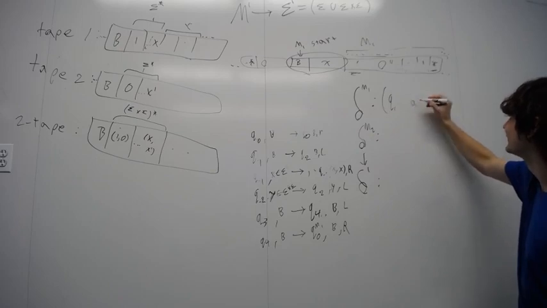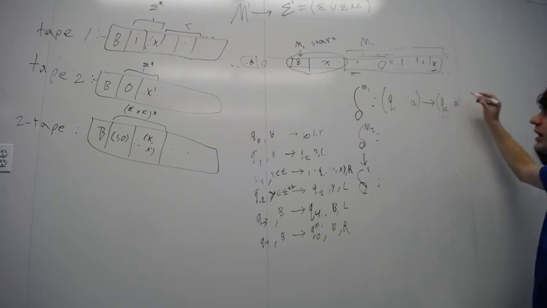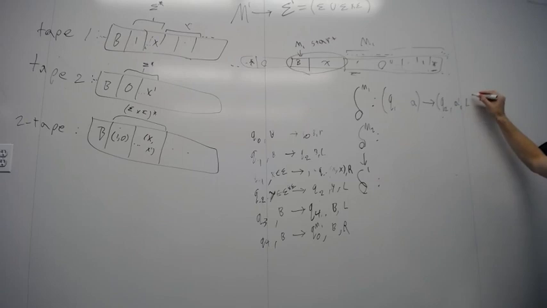Let's say this is Q1. Reads A. Moves to Q2. Writes A prime. Moves left. Why can't you do this? Because one might want to move left and the other might want to move right. That's the problem. Okay, never mind. We're back to sequential. I remember why I didn't do them at the same time.